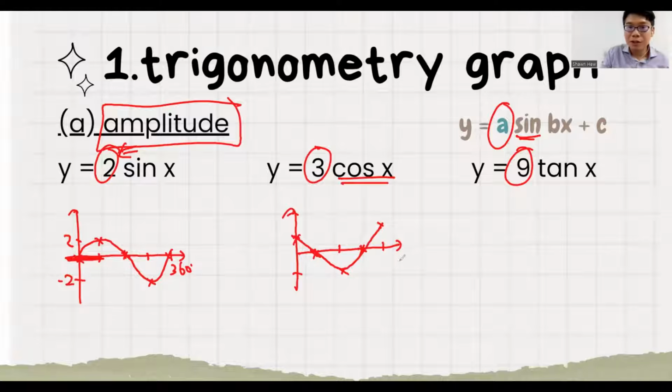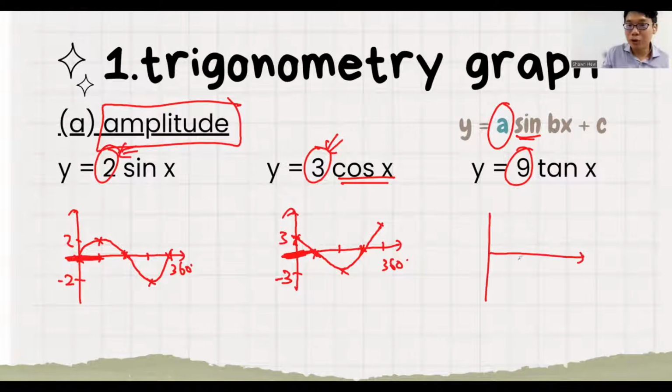The period doesn't change, so it's still 360 degrees. The amplitude changes, so from the middle of the graph go up by 3 steps, and from the middle of the graph go down by 3, so it's minus 3. Last, we have a look at the tangent graph.